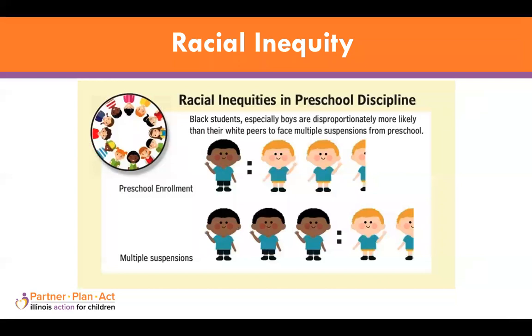Here's another slide that highlights racial inequities. This is an infographic from 2017, Racial Inequities in Preschool Discipline. It shows there is one Black child in preschool for approximately every 2.3 white children in preschool, yet there are 3 Black children with multiple suspensions for approximately every 1.5 white children with multiple suspensions.